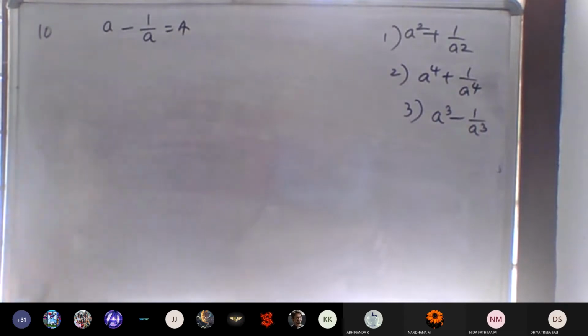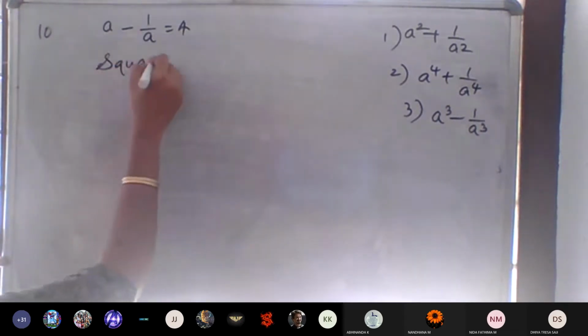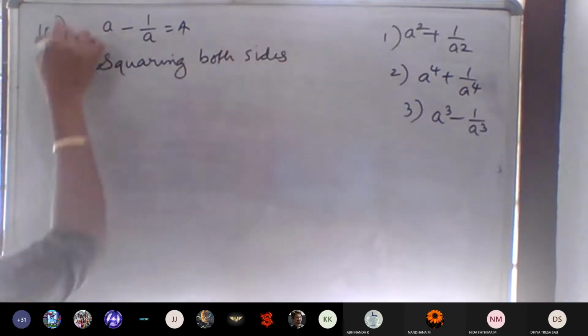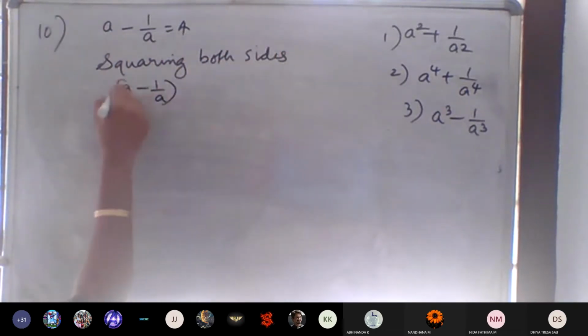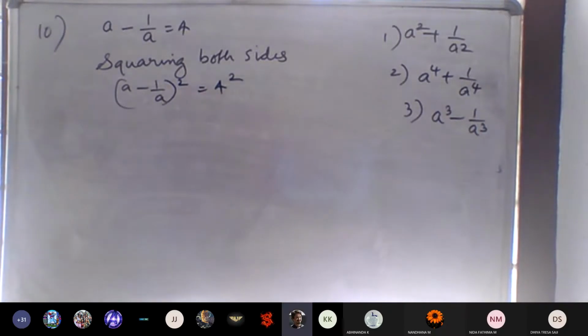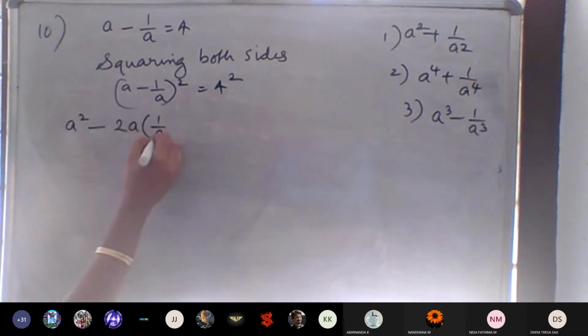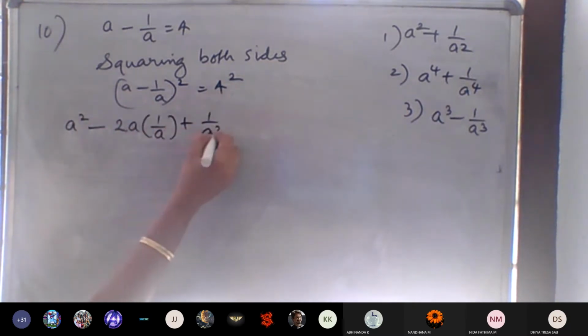Squaring both sides. Okay, squaring both sides. Do it. A minus 1 by a is equal to 4 square. A square minus 2ab plus b square.